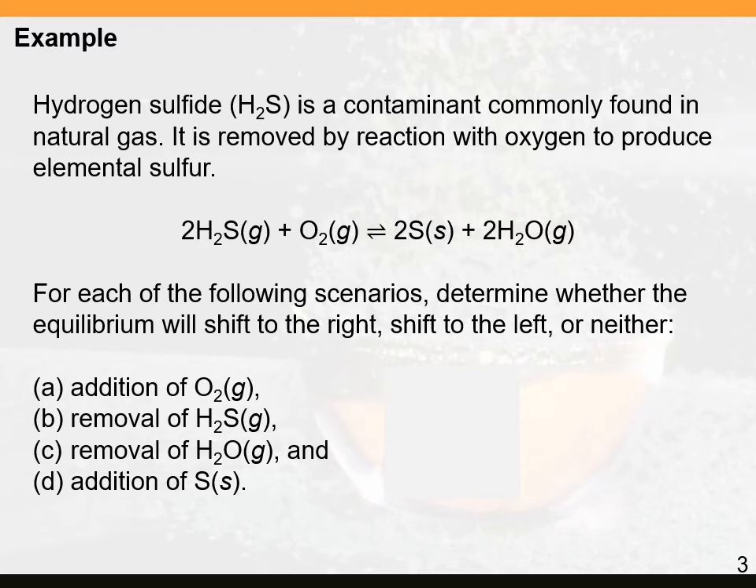Here's an example. Hydrogen sulfide reacts with oxygen to produce sulfur and water. For each of the given scenarios, we're going to determine whether the equilibrium will shift to the right, left, or neither. We have not talked about what cases the reaction is not going to shift in any direction.